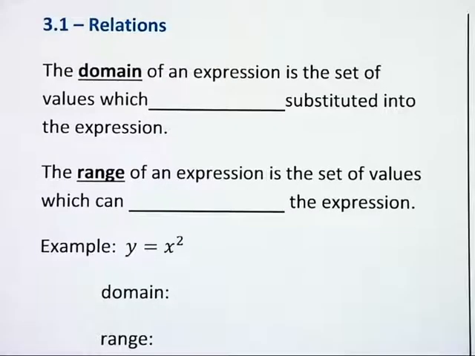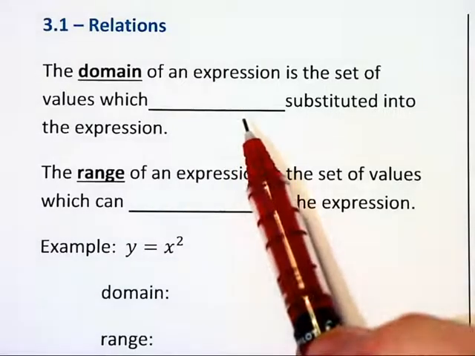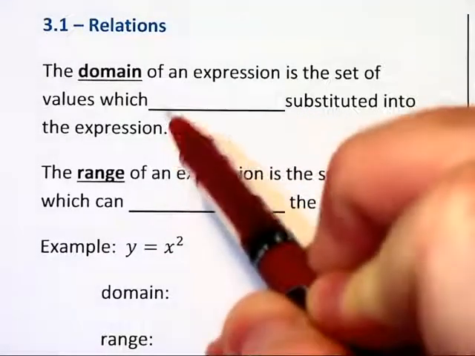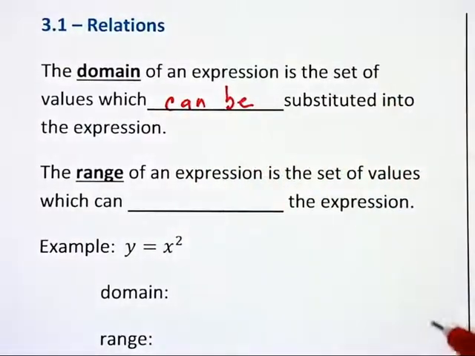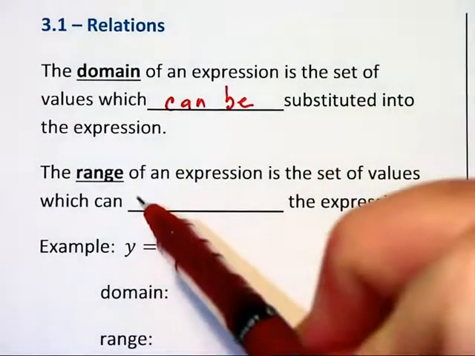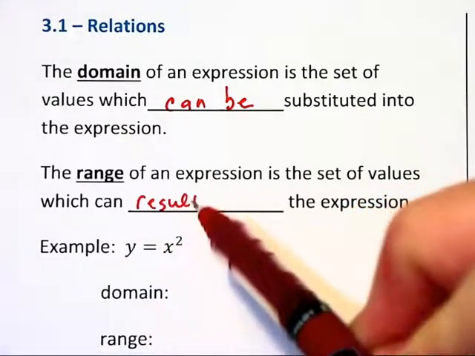In this section, we're going to be talking about relations. Now, what is a relation? Basically, it's any relationship between x and y. Any expression that you might have with x and y in it will represent a relation. Now, the domain of an expression is the set of x values which can be substituted into the expression, and the range is the set of values which can result from the expression.